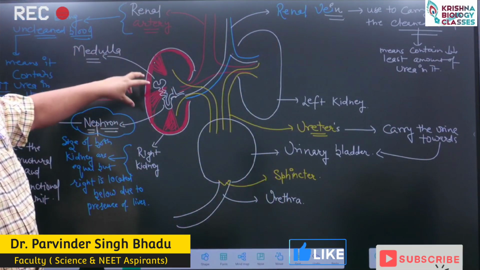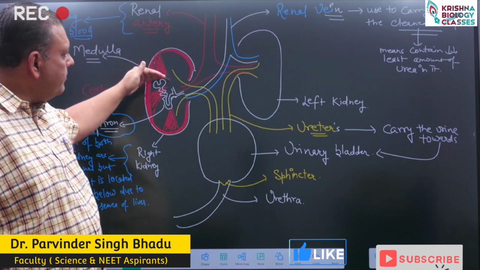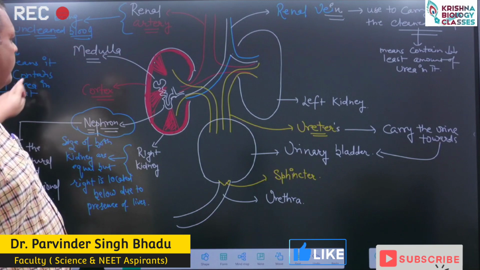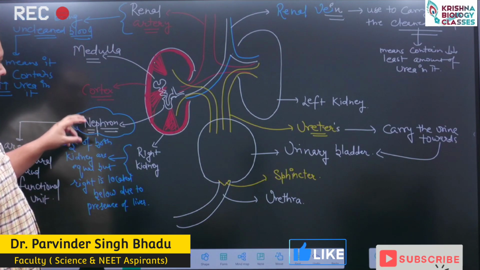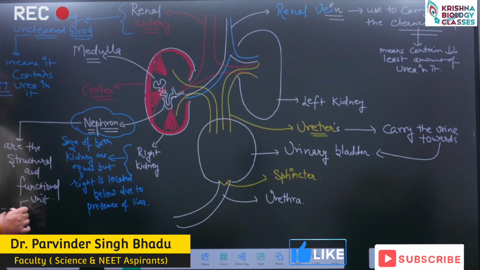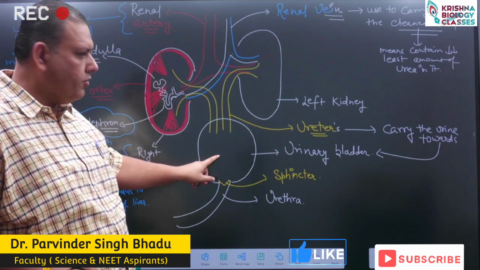So this is the diagrammatic representation. Both the kidneys are equal in size, but right is located a bit below due to the presence of liver. Inside the kidney, the renal artery brings the unclean blood, the blood which contains more urea in it. In kidney, the structural and functional unit is nephron. These nephrons help in the formation of urine. The formed urine is carried out with the help of ureters towards the urinary bladder.